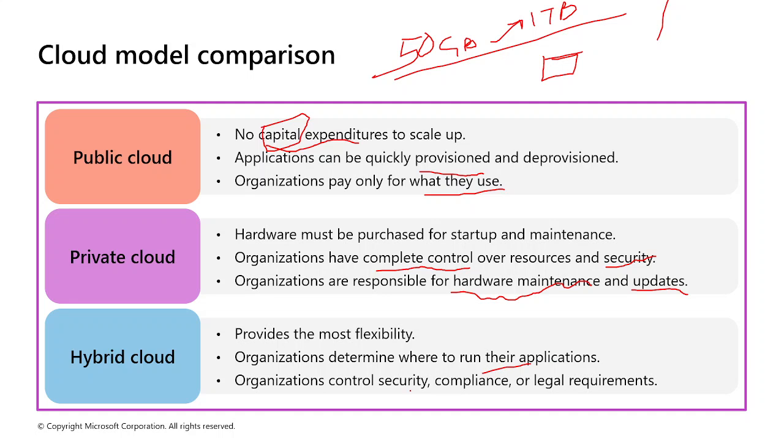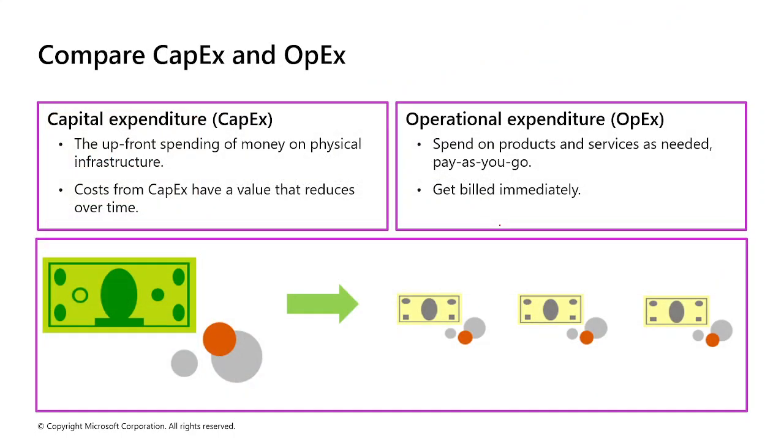So organizations control security, compliance, or legal requirements. The reason why you would do hybrid could be because, for example, you are running a hospital environment and the government requirement is that you should not save the patient data in a remote location, right? They must be sitting on premises, or something related. You can decide to make sure that the patient data remains within your environment, while the other transactions can be kept in the cloud. These are just for regulatory requirements.